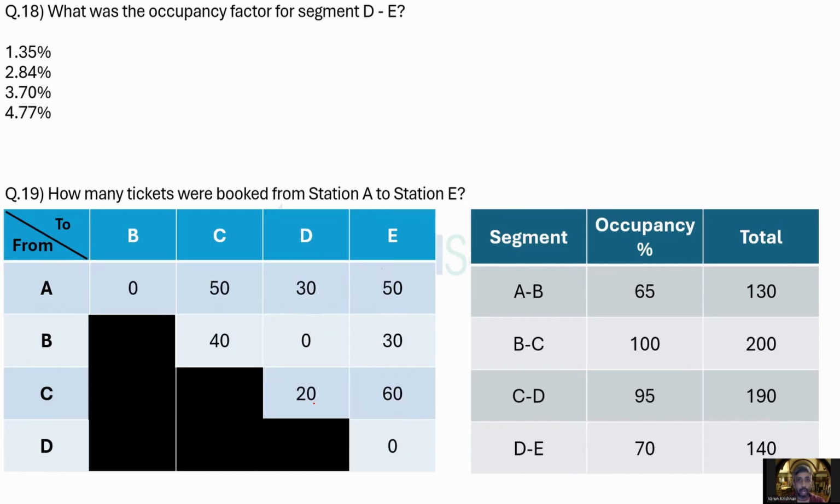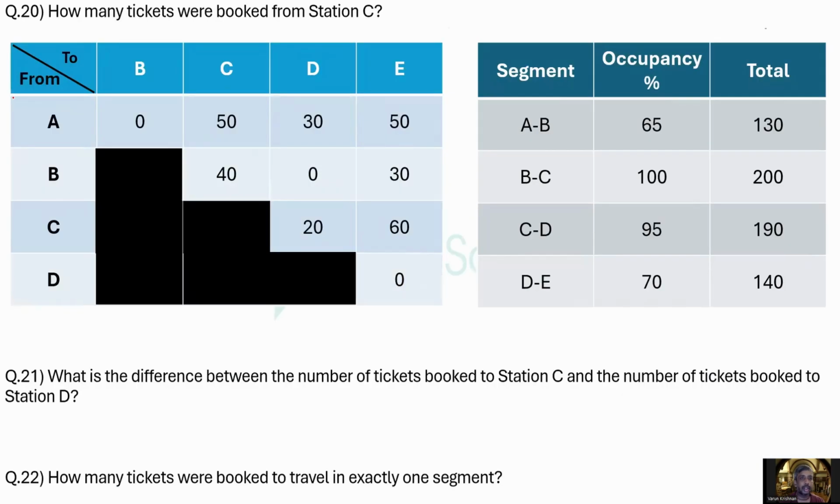First question is, what was the occupancy factor for the segment from D to E? So from D to E, occupancy factor was 70%. You have written that there. In fact, if you read the set carefully, you can easily eliminate options 2 and 4. Occupancy percentage has to be a multiple of 5. So we know that 2 and 4 cannot be the correct answer even before we solve the set. So the answer for question number 1 of the set is 70%.